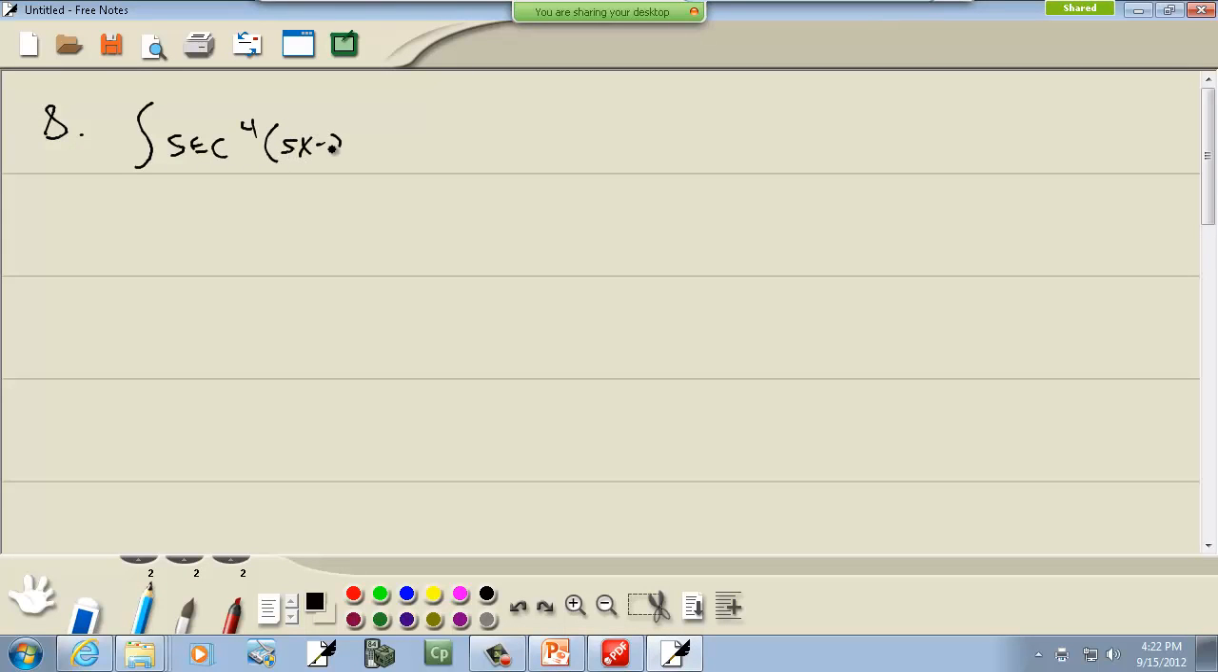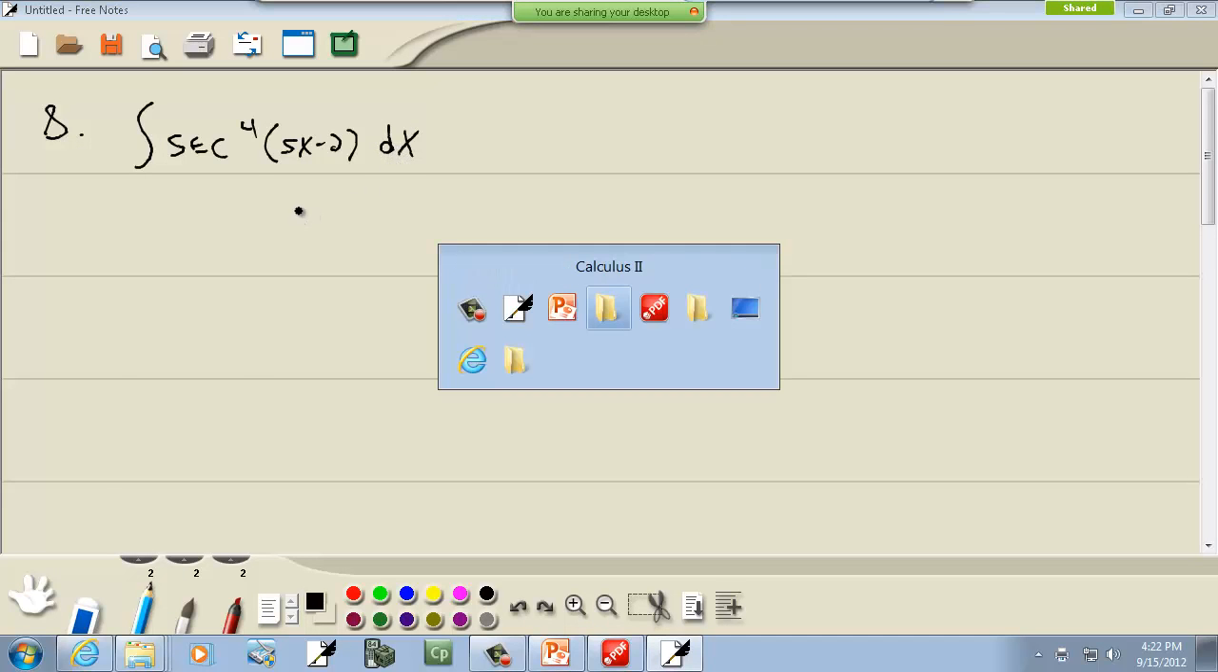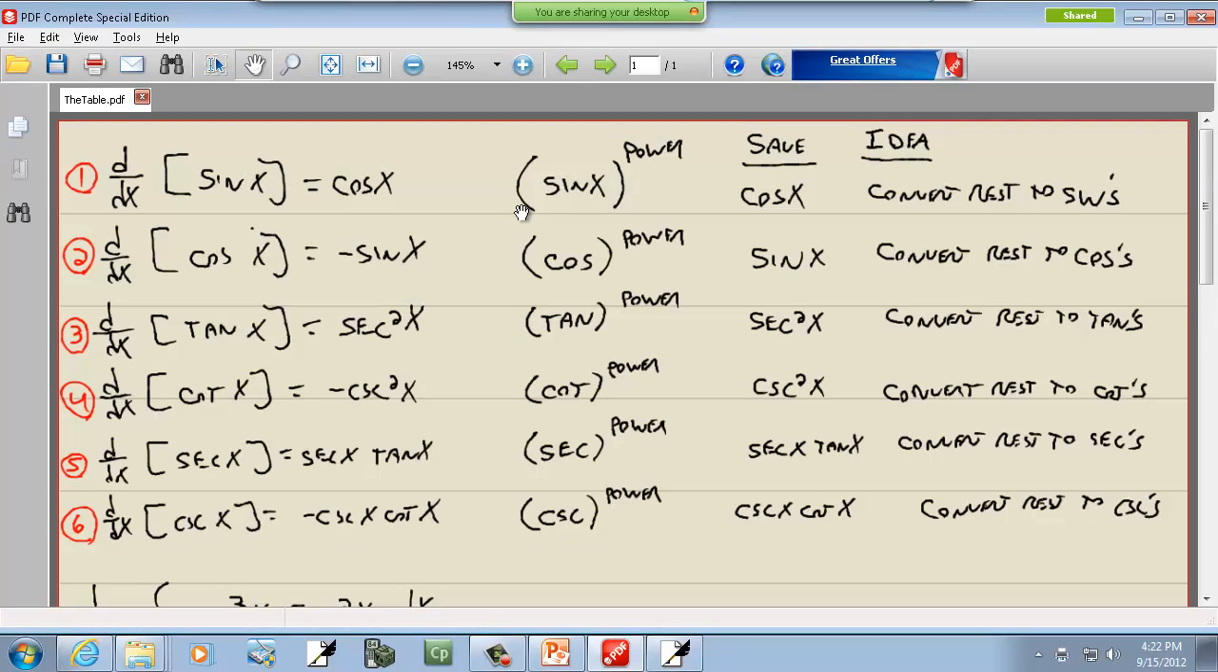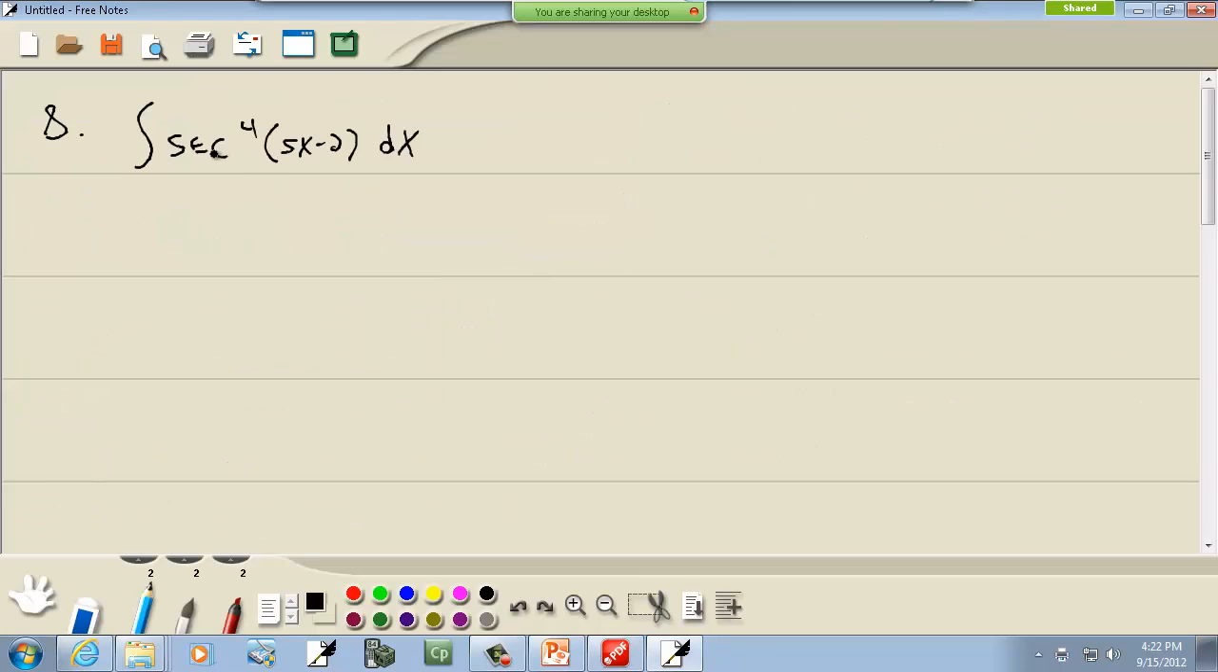5x minus 2 dx. Okay, let's go back to my save list. Actually, I see it now. Okay, I got my secants over here. If I save off one of those secant squareds, then I'll be left with a secant squared, which is okay. That's kind of our goal. We want to be left with the even power.